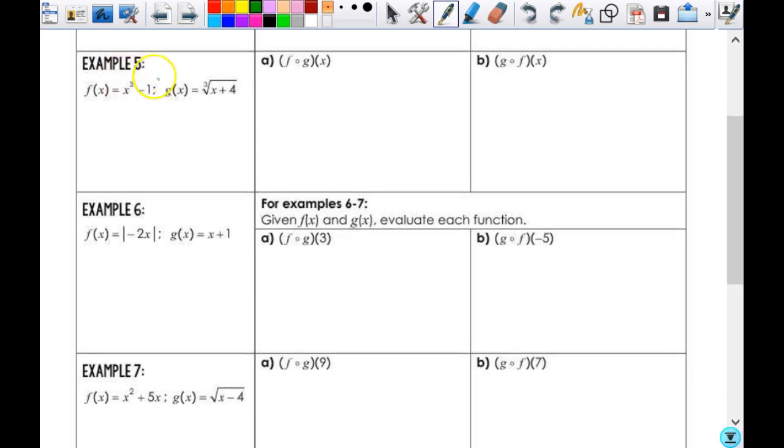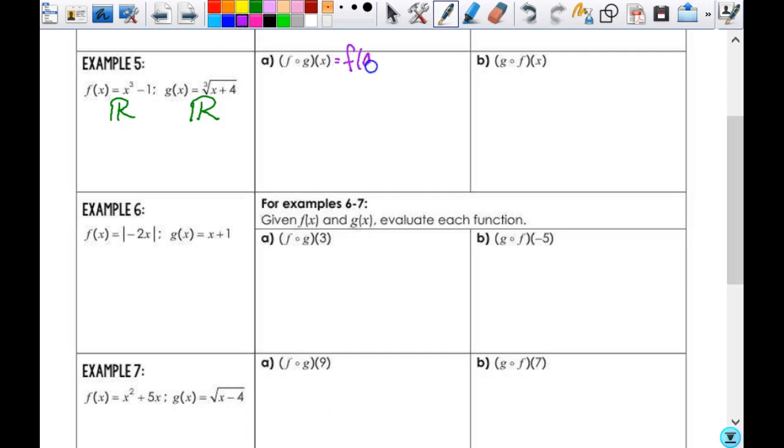This here is a cubic, so what's my domain? All real numbers. This here is a cube root, so what's my domain? All real numbers. That's great news, right? Because if they're both all real numbers, it's all real numbers, and we don't have to do any crazy domain stuff, right?